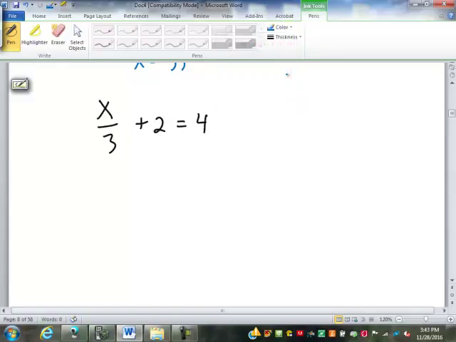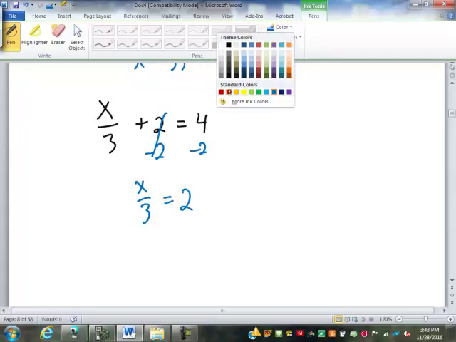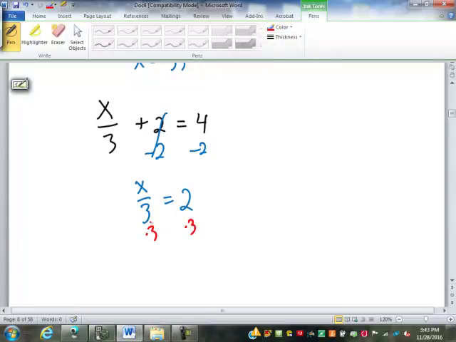So on something like this, what would you do? Subtract 2, very good. Then multiply by 3. So x equals 6.